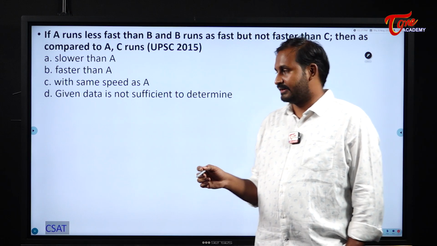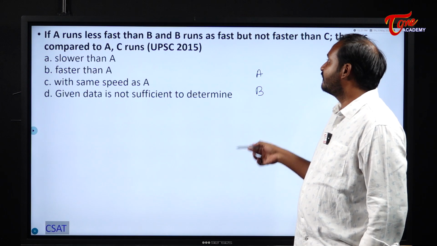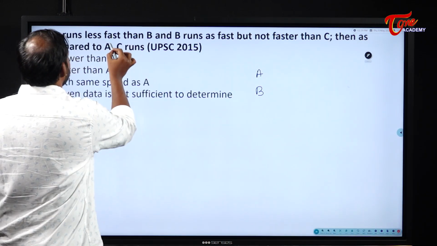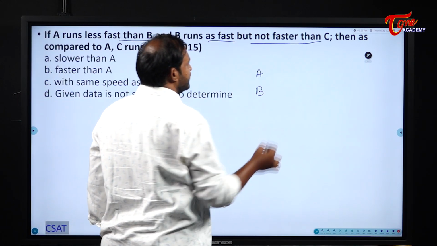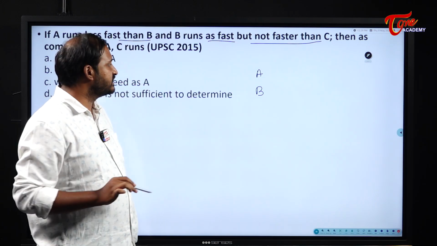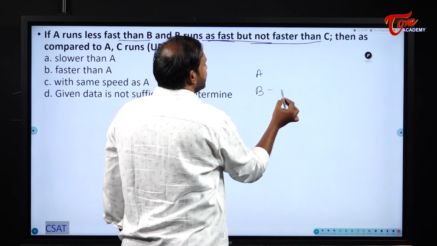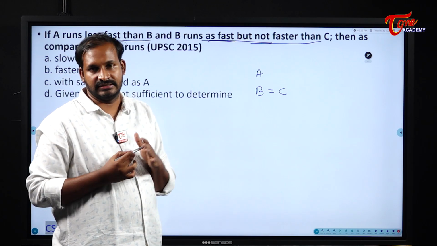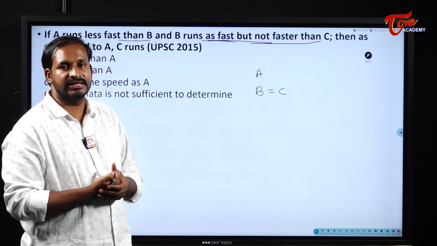A runs faster than B. That means A, I will write above B. And B runs as fast as, but not faster than C. Read this one. What does it mean? That means B and C will run with equal speed. B will run as fast as C but not faster than C. That means B will run at the same speed as C.